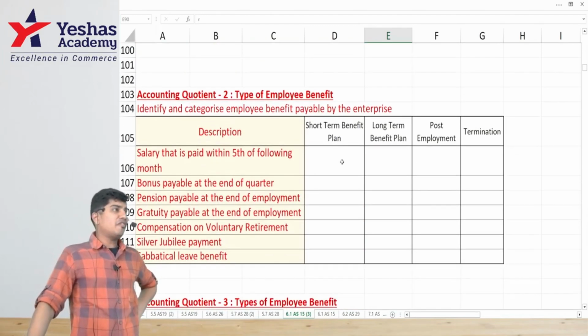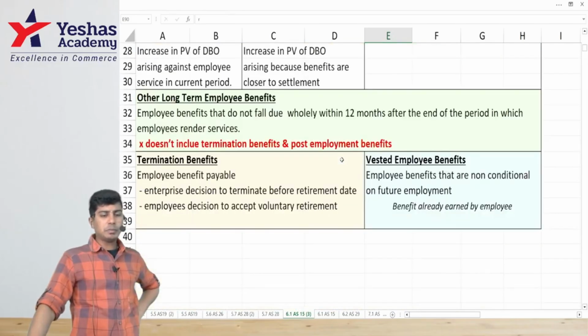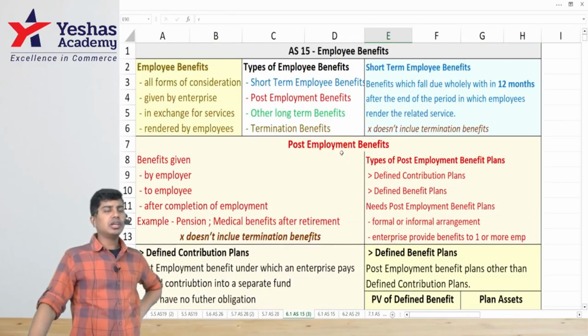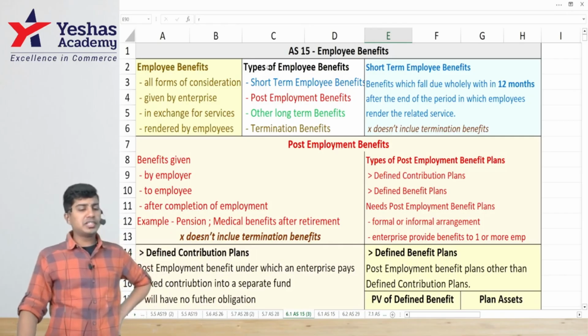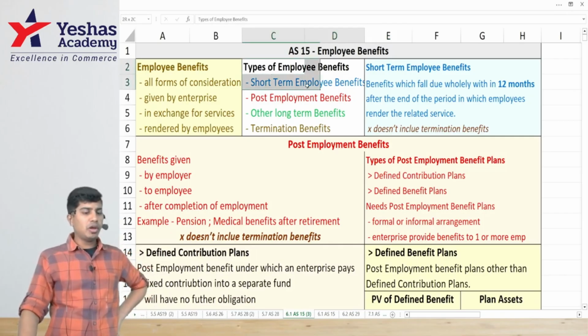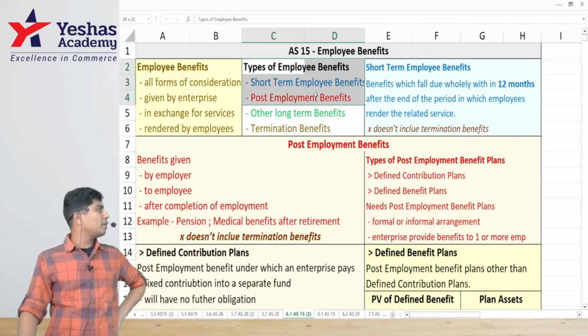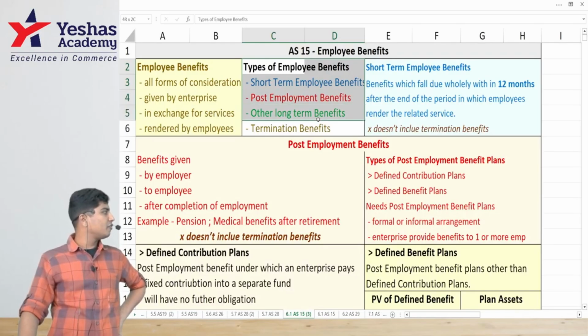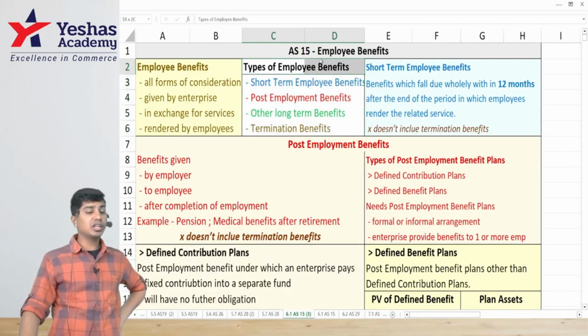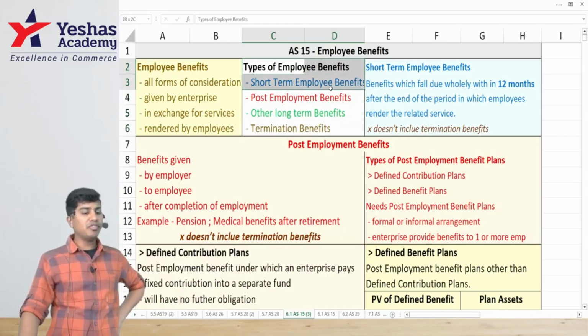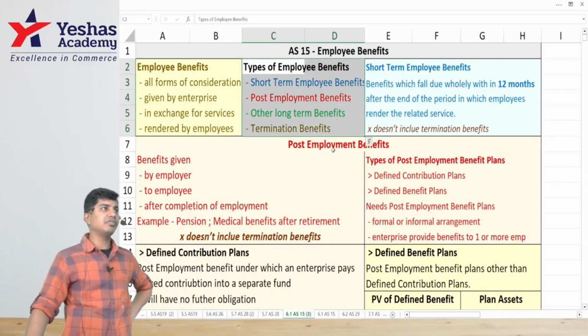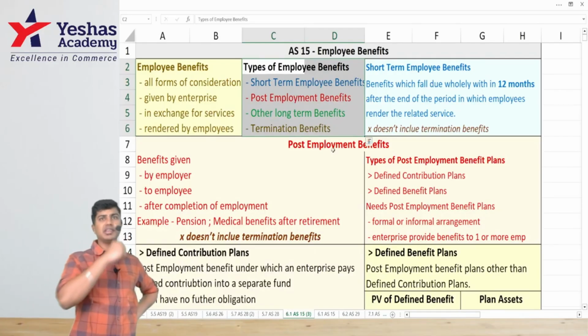Let's understand types of employee benefits. There are several types of employee benefits: short-term employee benefits, post-employment benefits, other long-term benefits, termination benefits. What are the types? Short-term employee benefits, post-employment benefits, other long-term benefits, termination benefits. Don't read from the theory given there.